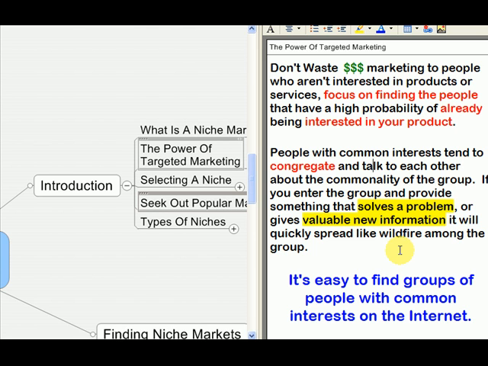So, people with a common interest, common problem, they tend to get together and talk about their problems, interests, needs, desires, hopes, dreams, all that stuff, because they have something in common. People are drawn to each other when they have something in common.